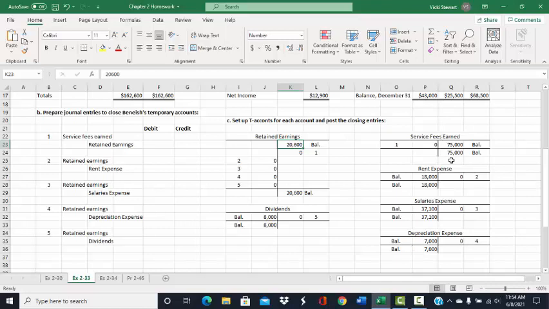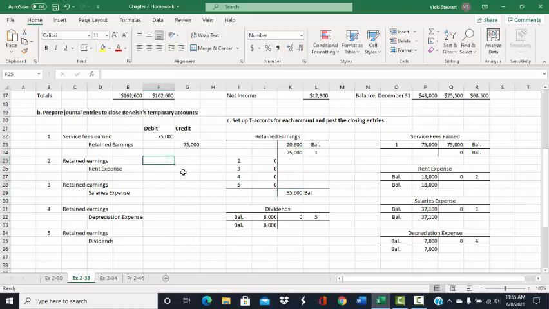Since it's a revenue account, it has a credit balance. So to close that account, we need to debit service fees earned for $75,000 and credit retained earnings for $75,000. And if you notice, when those amounts post to the T accounts, service fees earned is reduced to zero, and you can see that retained earnings has now increased.